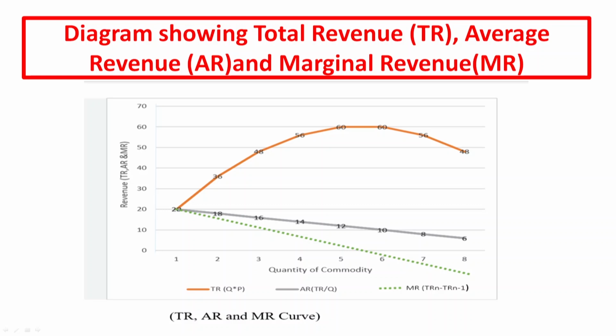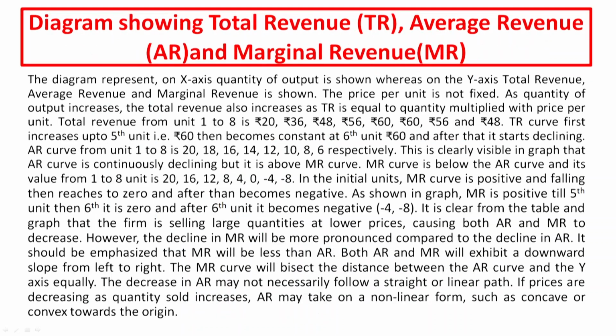As you are able to see, the TR has increased till here, then it becomes constant here, and then it starts decreasing. On the other hand, the AR is decreasing, you are able to see here, and in the third part the MR is also decreasing, becomes 0 here, and then becomes negative. So that is the diagrammatic representation of TR, AR and MR. So I will explain you with the help of this detailed information also.